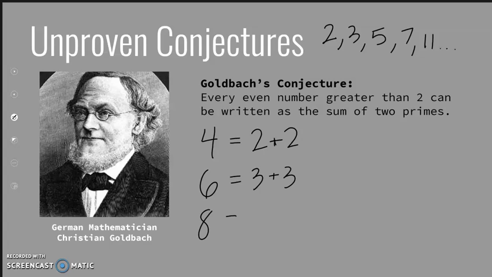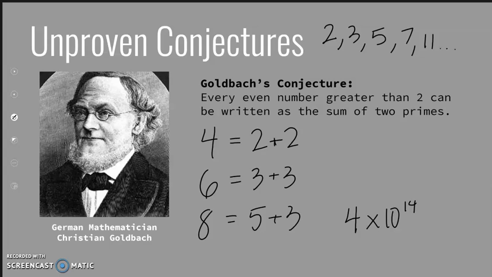Let's take a look at 8. Can I represent 8 as the sum of 2 prime numbers? I'm seeing 5 plus 3. We could continue looking at different cases, showing that Goldbach's conjecture follows. While this has never been formally proven for every single even number greater than 2, it has been proven up to the number 4 times 10 to the 14th. So they have proven a lot of cases. We just haven't proven this case to be true in general.